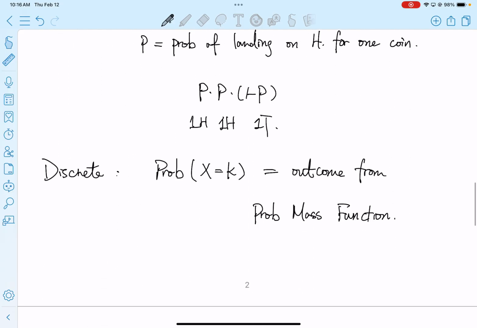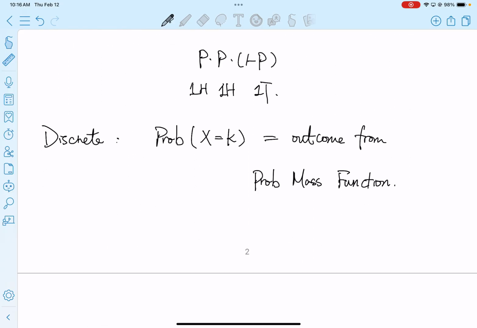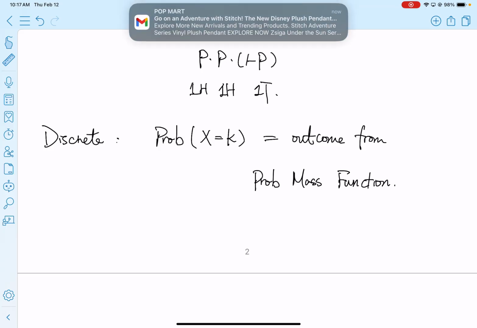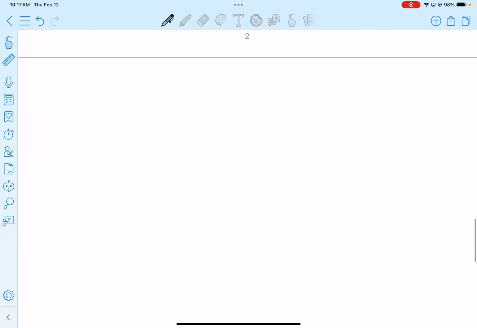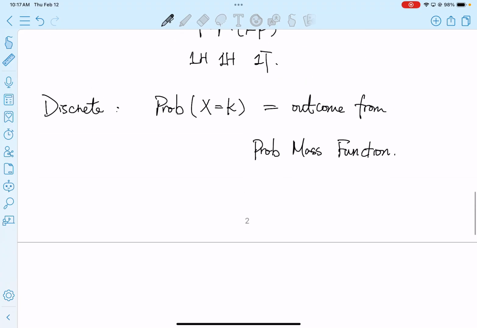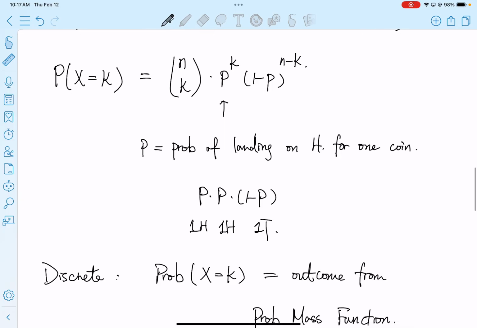So in this case, the probability of x equal to k, where k can be the number of heads, is exactly what you get when you plug k into the probability mass function, and that will give you the probability. Okay, so now let's also see some examples for that. Or any question up to this point? So we kind of invented the binomial.